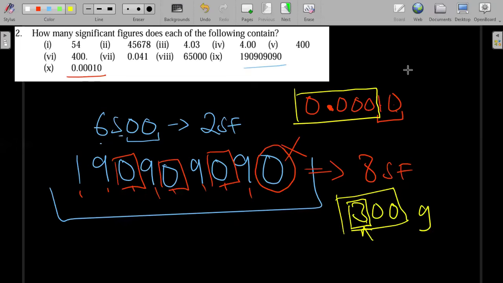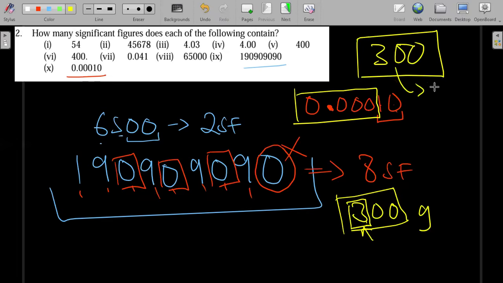But if it's just given as 300 without the units, then we are going to say this one has one significant figure. And if it has an SI unit, we are going to count the zeros because it is important given the magnitude of the measurement that you made. All right, so any other question?